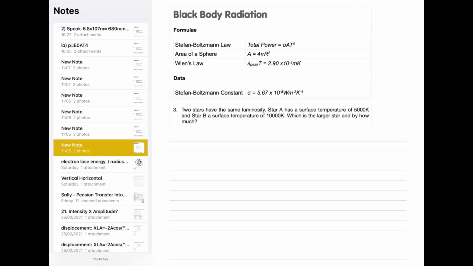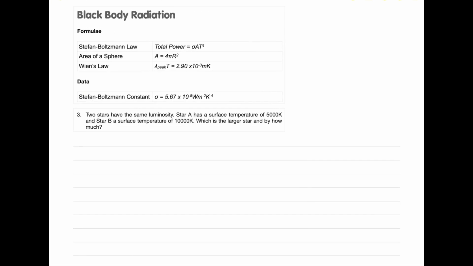Question 3. Two stars have the same luminosity. Star A has a surface temperature of 5,000 Kelvin and star B has a surface temperature of 10,000 Kelvin. Which is a larger star and by how much? So let's start by creating some equations.